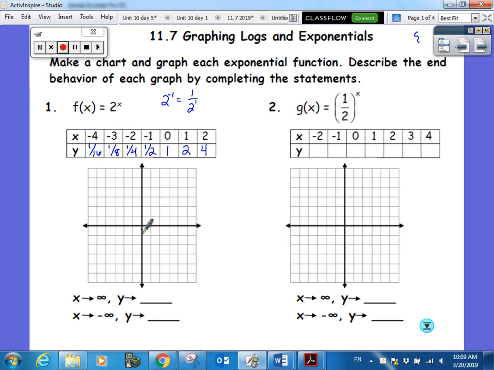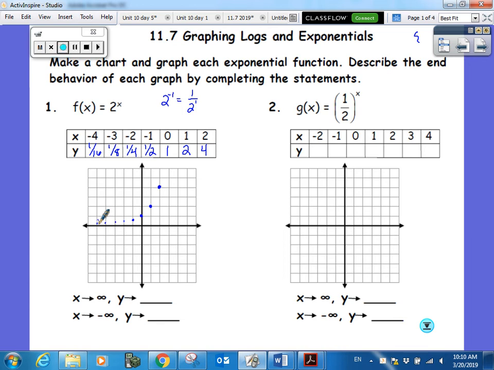So if we plot the point (2, 4), (1, 2), (0, 1), (-1, 1/2), (-2, 1/4), then 1/8, a 16th, the next one will be a 32nd, and so forth. You can see that shape. The more points you plot, the more you're going to be able to see the shape. But if you only plot 2, you're going to have to remember what the shape is.